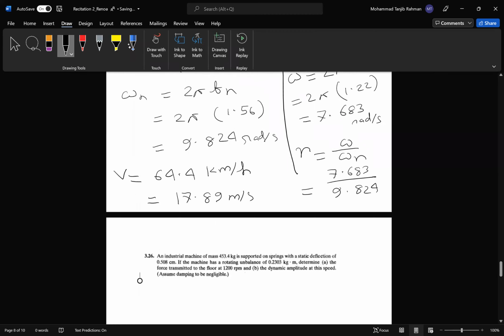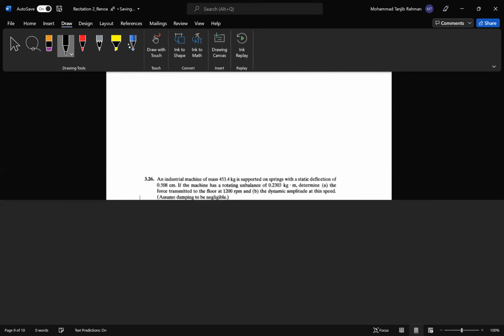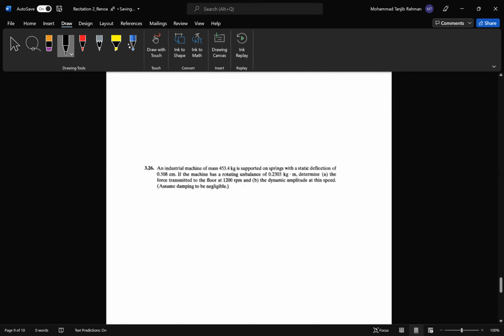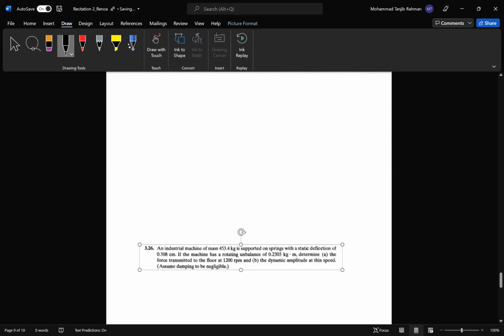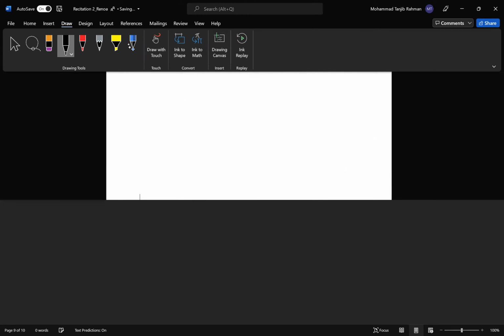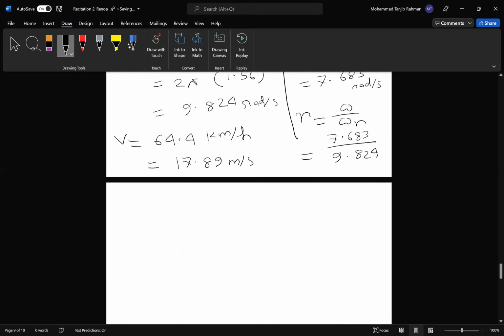Now next, since we're going to use the R square in the equation, I'm just directly putting the value of this: 17.68 by 9.824 whole square is equal to 0.6117.